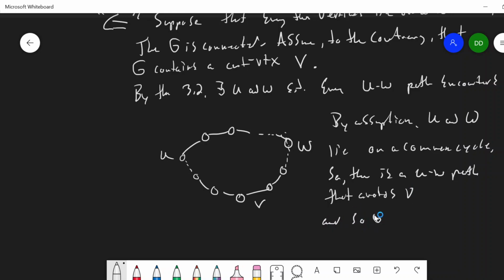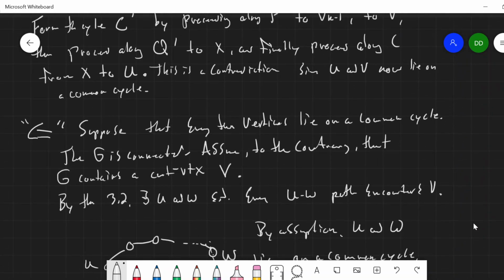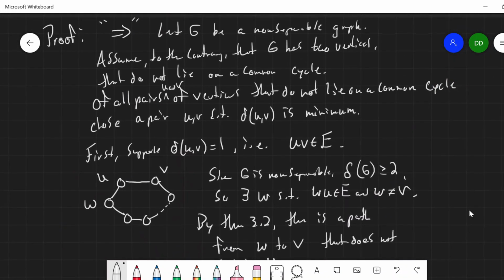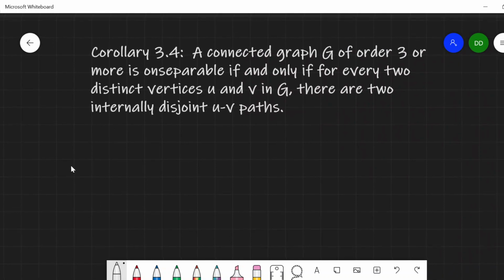And so G is non-separable. Or in other words, V is not a cut vertex. And that concludes the proof. All right. So this is kind of cool. If we have a non-separable graph, necessarily every two vertices lie on a common cycle. That'll be useful. Look at that theorem. That was a pretty long proof. So thanks for hanging in there with me.